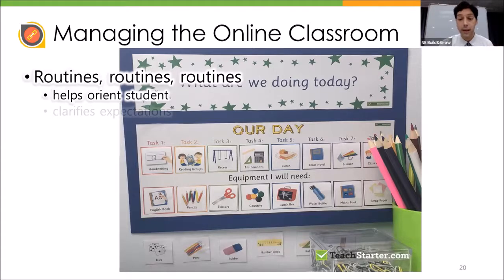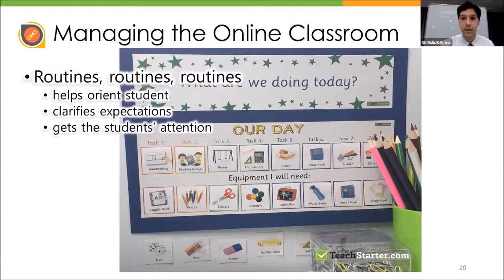Okay, it also clarifies expectations. So now I expect you, the students, to get ready to do this other task. And yes, it gets their attention as well. After you finish an activity, sometimes the students don't know what to do, so their attention drifts somewhere else. If you have made it clear that our class today is going to involve this, this, and this, then it's going to be easier for you to manage them.